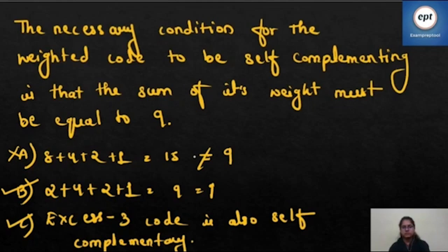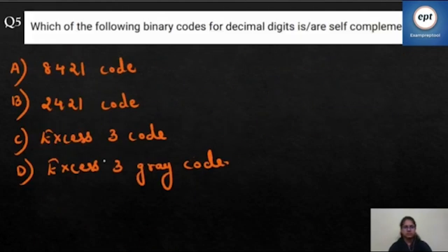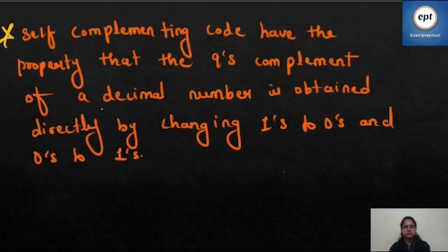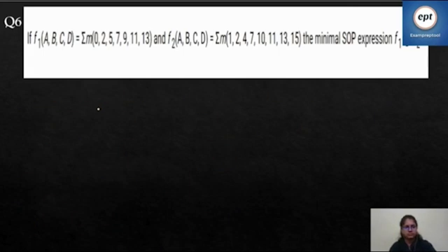Okay, so let's write it. B and C are the correct options. Okay, let's move on to the next question now. So this is our next question. I should give you the options for this.